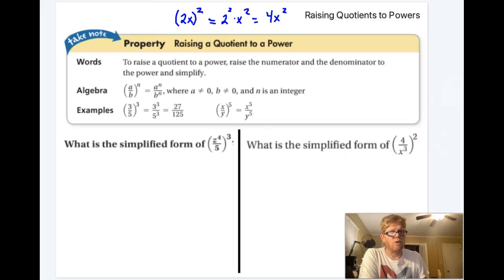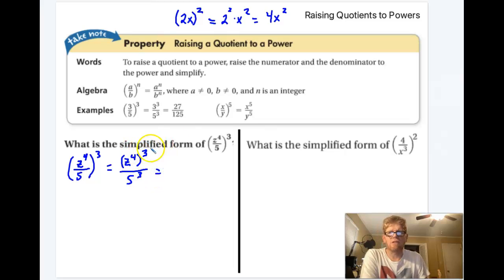Let's do a couple for ourselves. Z to the fourth over 5 raised to the third power. And I'm going to use a z there because that makes me feel better. Doesn't get us confused with a 2 there. Z to the fourth over 5 raised to the third power. So our rule says that we raise both of these terms to the third power. So z to the fourth is going to be raised to the third power, and so is the 5. That one's going to be raised to the third power too.